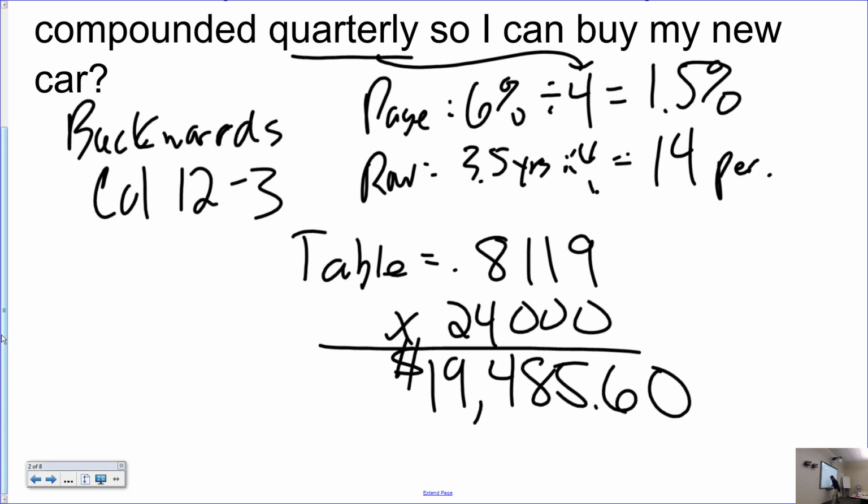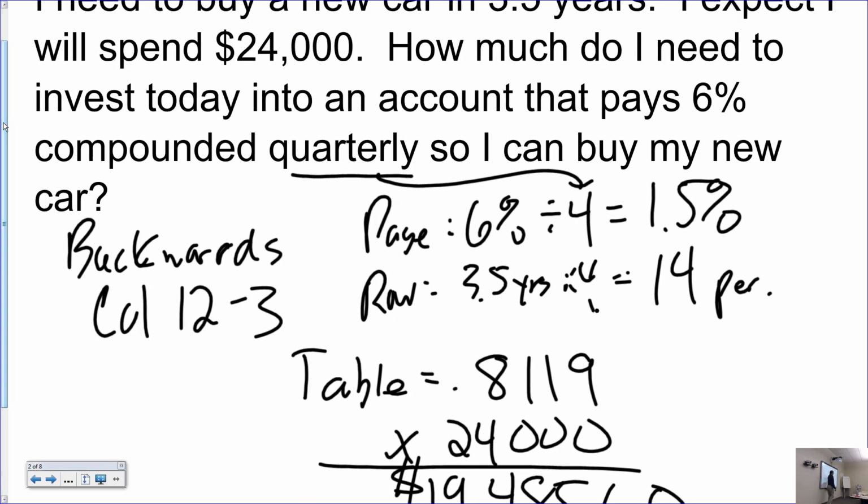19,485.60. And again, what does that number mean to you? That means that would be the number that I would need to invest today in order to get that money that I wanted in 3.5 years. All right, excellent. So if I invested just a shade under 19,500, I will have 24 grand in 3.5 years if I'm earning 6% compounded quarterly. Okay? I love this chapter.